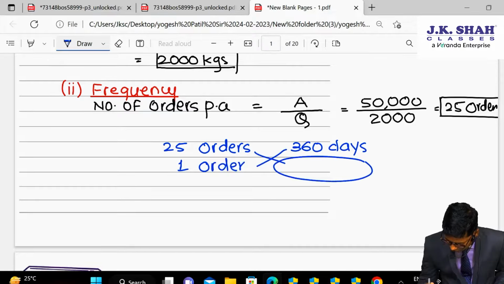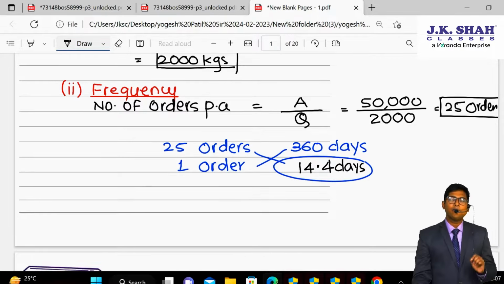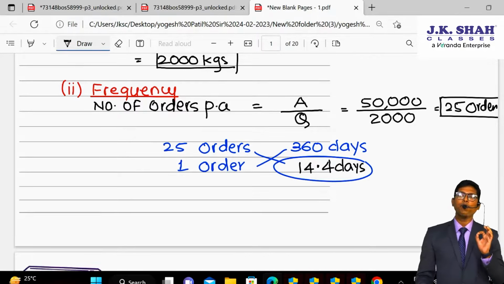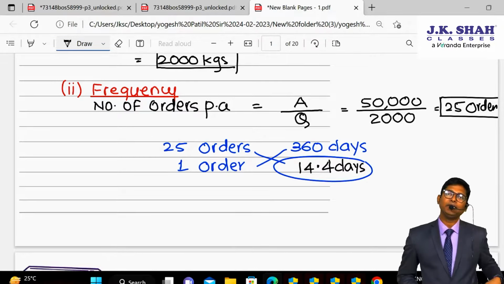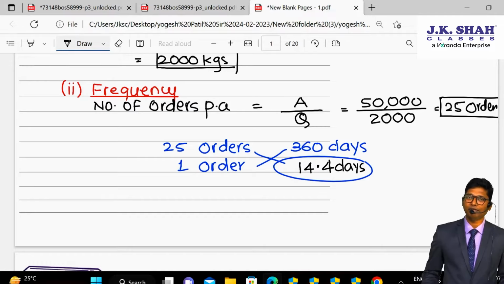So if you cross multiply, 360 into 1 divided by 25, you will get the period per order, and it is 14.4 days. That means approximately after 14 days you are going to place the next order. So this is the calculation of the frequency of next order placement.